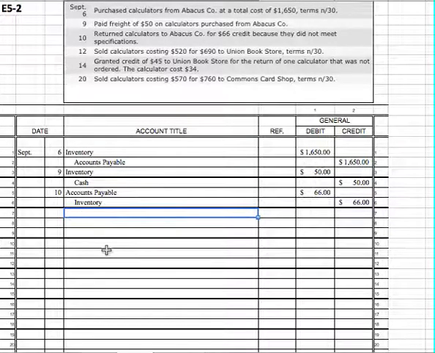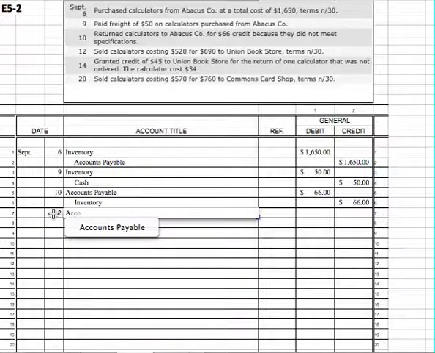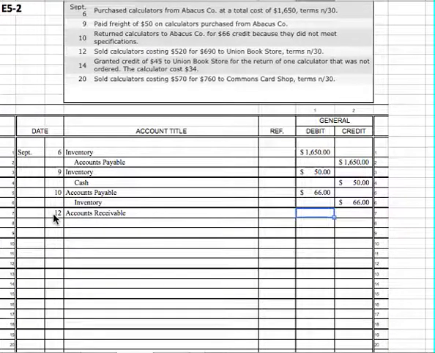On the 12th, sold calculators costing $520 for $690 to Union Bookstore, terms net 30. Okay, so we sold this merchandise to somebody else, so we did it on account. We will debit accounts receivable because we'll receive this money later on, and our sales revenue is going to be our credit for the first transaction. We'll do the $690.